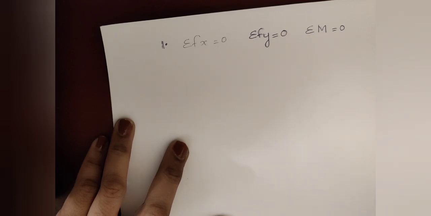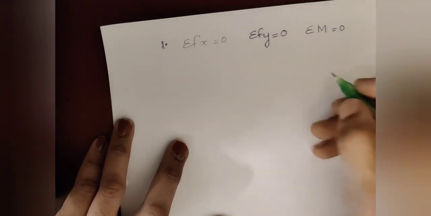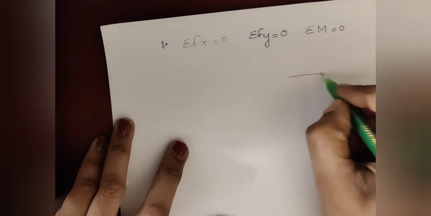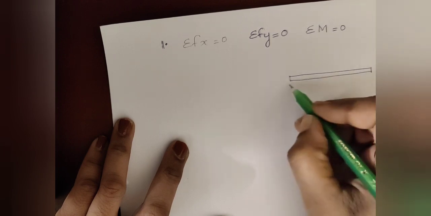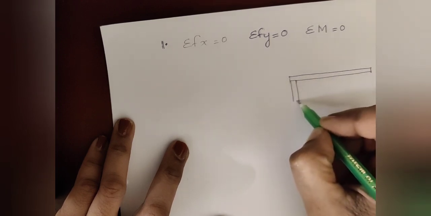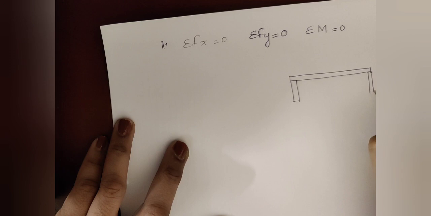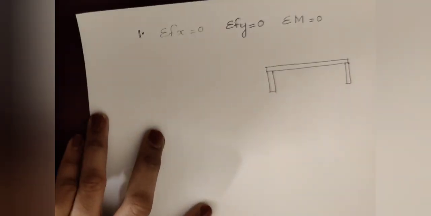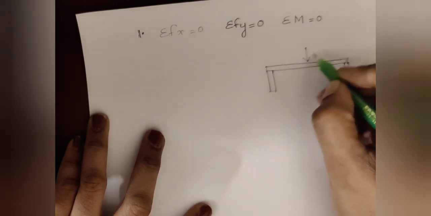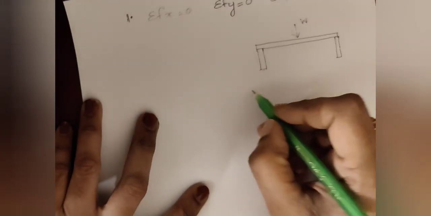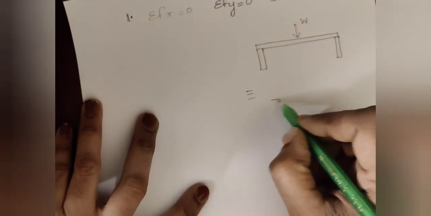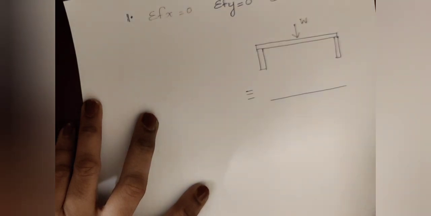We have already said that the beam is subjected to transverse load. Suppose this is a beam which is resting on two simple supports, and it is subjected to a concentrated load W. The first step in the analysis is to draw the free body diagram.